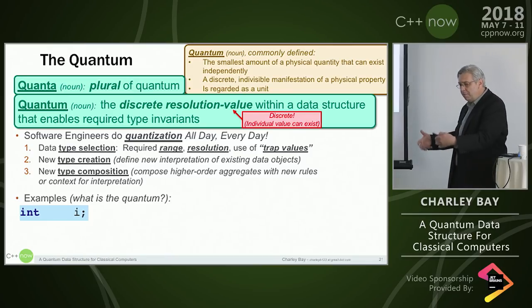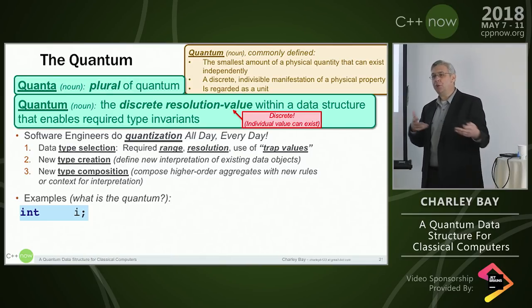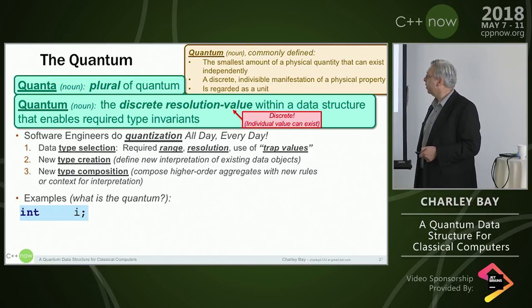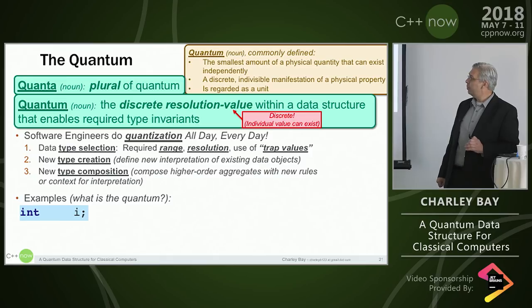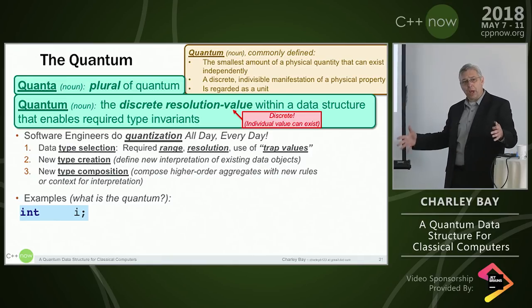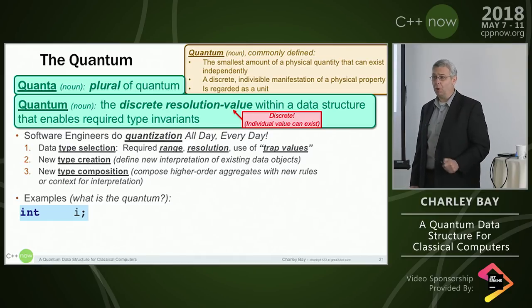And as we write software, we're continuously adding layers of rules for how to interpret and represent that value. So the way we select types, we create new data types with new rules, the way we compose types and set up new rules, all these rules are quantizations. All of them are quantizations.